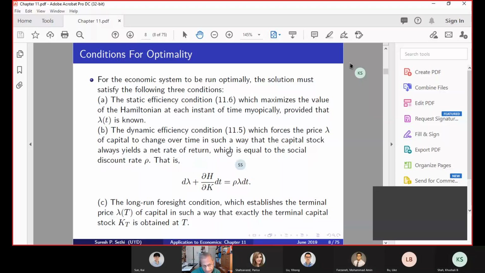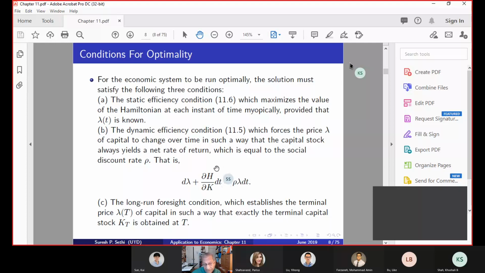The second condition is dynamic efficiency condition, which is the lambda dot equation, which is rewritten this way. It says that the capital gain plus the amount of production that I get in the interval small dt is equal to the social discount rate on that amount. So suppose I have 1 unit of capital. 1 unit of capital has a value lambda, and if I want to earn the rate rho, then in dt amount of time, that's the amount of money I should get out of that investment in a bank account.